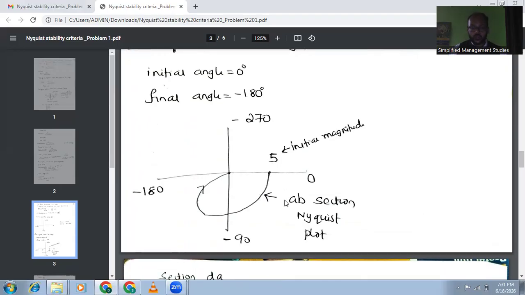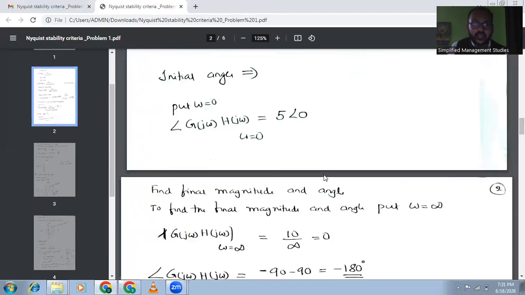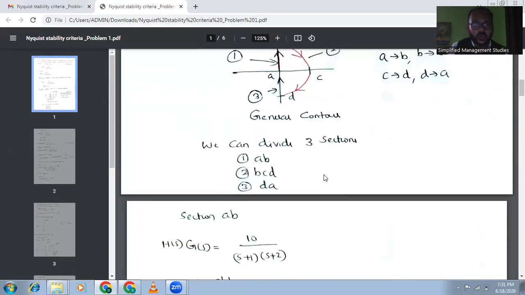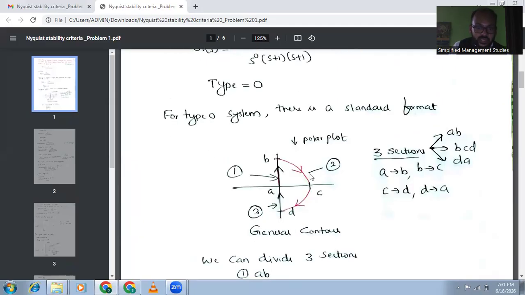I hope you understood. So now we are going to inspect section DA. Before that, let us look at the initial polar plot which I already drew for the corresponding type 0 system. So this is the initial polar plot which I already drew. Now you can see here, this is my AB and this is DA. Remember, AB and DA are just like a mirror image. Look carefully, everybody. AB and DA are both mirror images of each other.